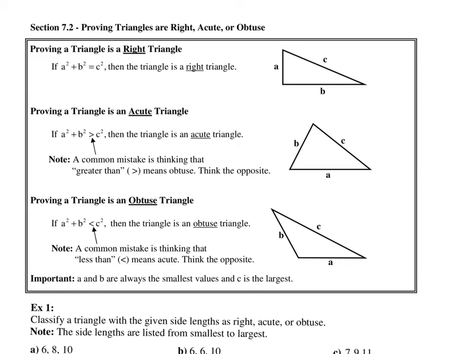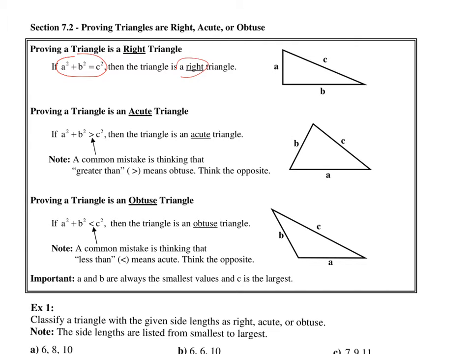Lesson 7.2, proving triangles are right, acute, or obtuse. Proving a triangle is a right triangle is very simple. That's just applying the Pythagorean theorem and seeing if it works out. Is a squared plus b squared equal to c squared? If it is, you have a right triangle.